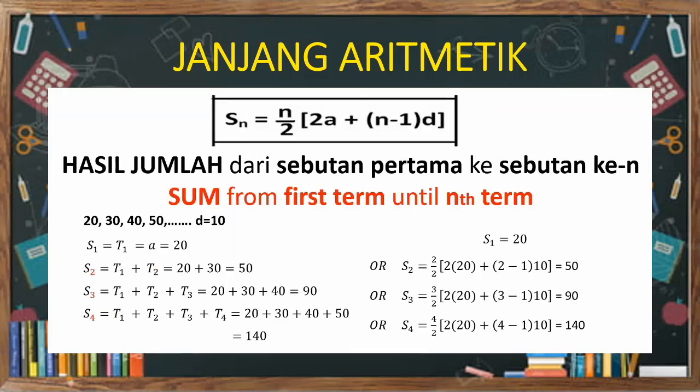So, that is easy, right? Sometimes we would like to know the sum of all these terms. There is a formula here: Sn equals n over 2 times (2a plus (n minus 1)d). The formula represents the sum from the first term until the nth term. Remember, it's always from the first term until the nth term.